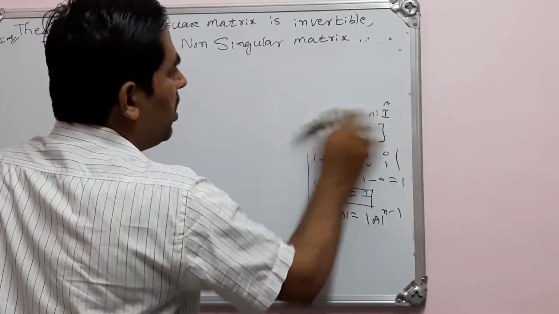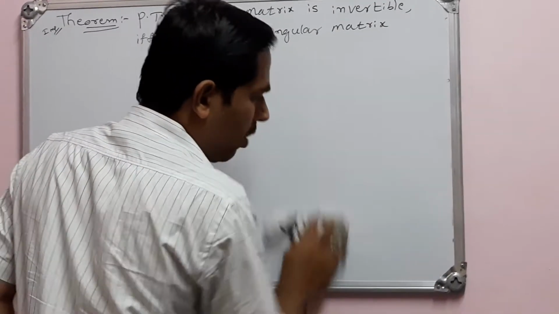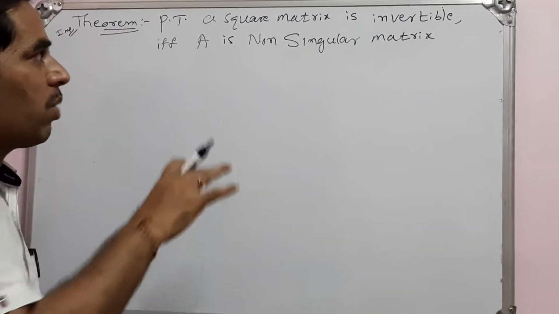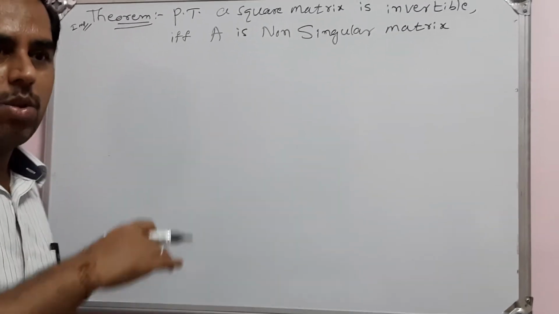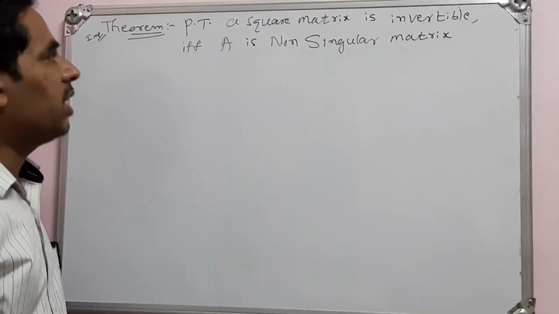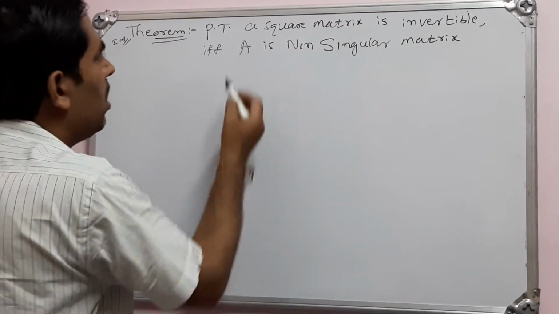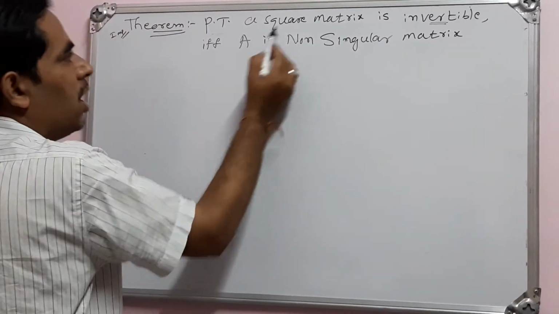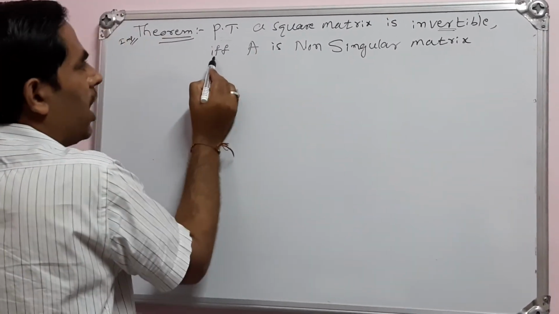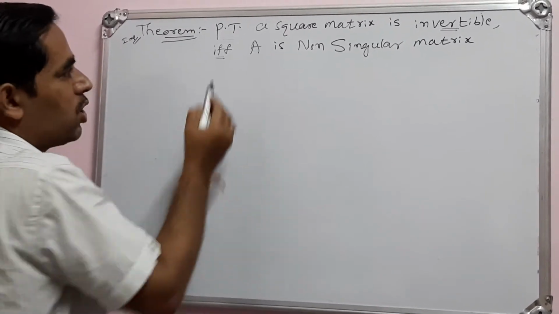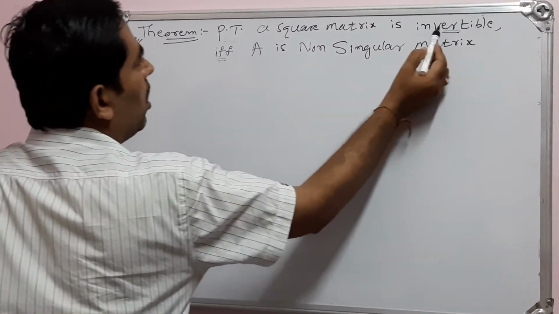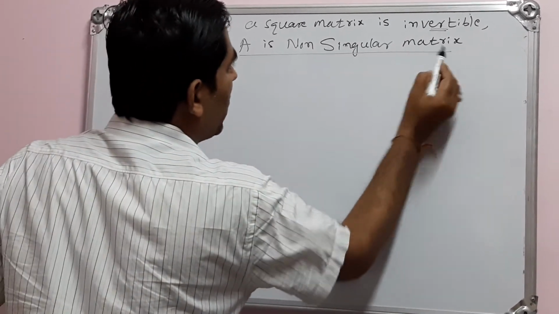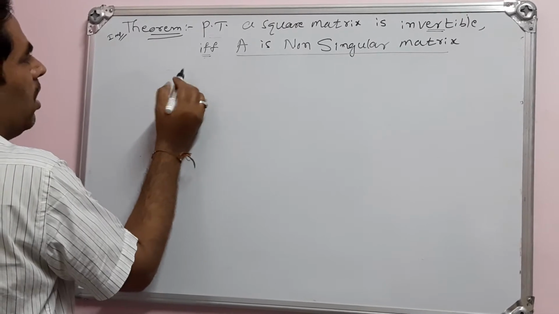Now in this class, let us consider one more important point in the form of a theorem. We need not worry about the proof here, but before proving the theorem, try to understand the point. A square matrix is invertible if and only if, what is the condition to say that a square matrix has an inverse? That A is a non-singular matrix. So there are two things here.